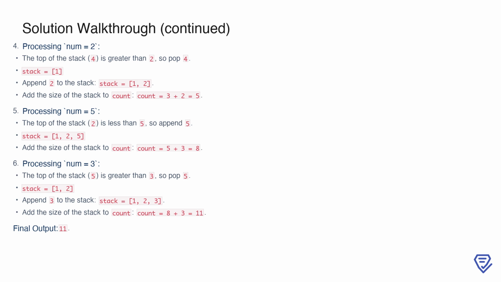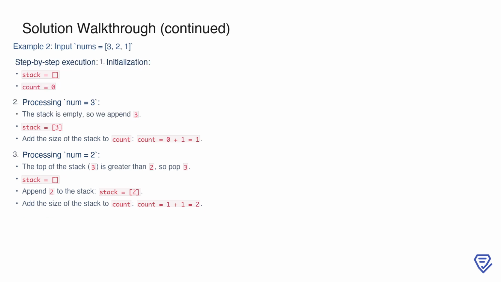Next, we process 5. The top of the stack, 2, is less than 5, so we append 5 to the stack. The stack becomes [1, 2, 5]. The size of the stack, which is 3, is added to our count, resulting in a count of 8. Finally, we process 3. The top of the stack, 5, is greater than 3, so we pop 5, leaving us with [1, 2]. We then append 3 to the stack, resulting in [1, 2, 3]. Adding the size of the stack, which is 3, to our count gives us the final count of 11 for this example.